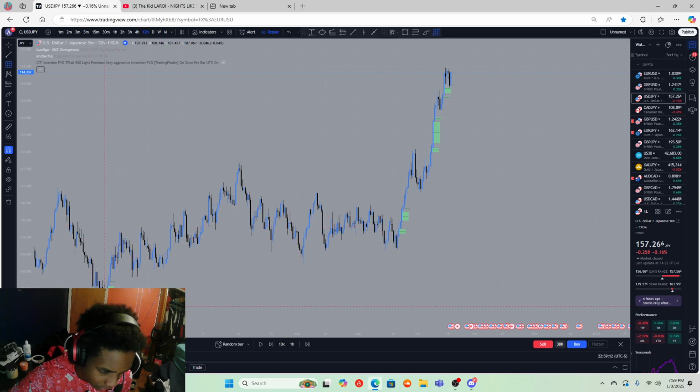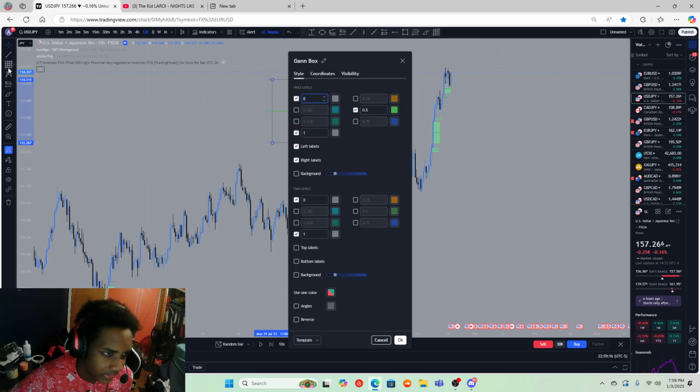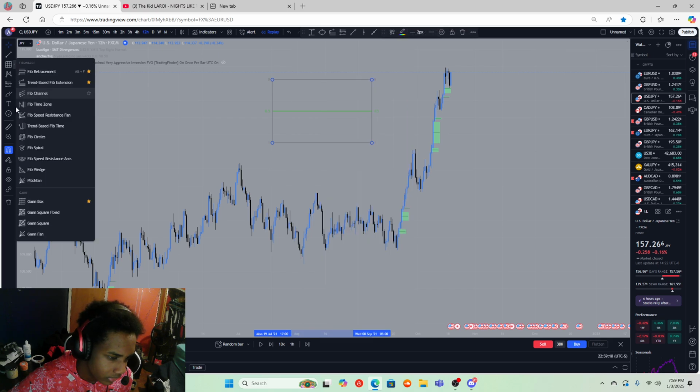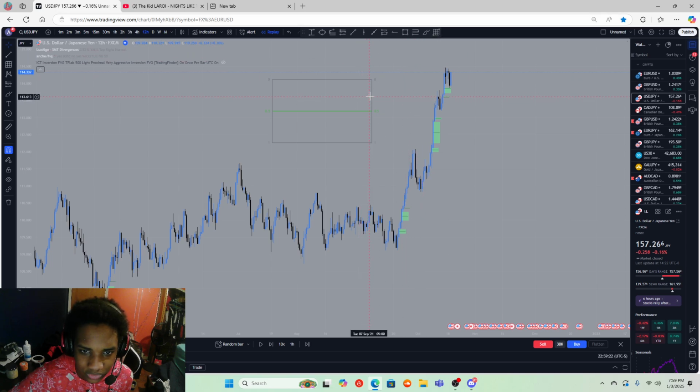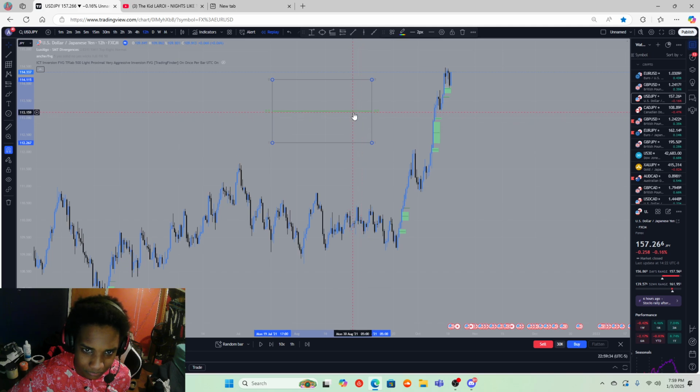So you draw equilibrium with the Gann box, and these are the settings for it. You find the Gann box over here, and then it's going to be Gann box. The settings for it are 0, 0.5, 1, left labels, right labels, 0, 1. Then I just turn the background off. You can have it however you want.